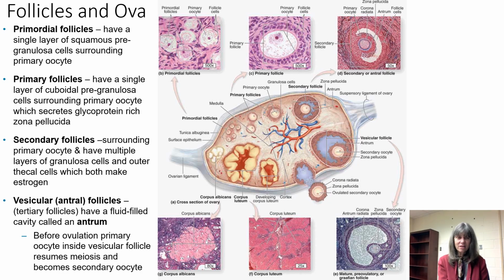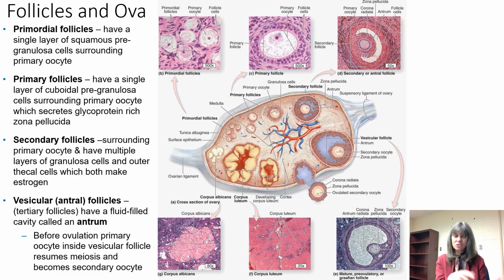From secondary follicles, the follicle will then develop into what's known as a tertiary follicle, or a vesicular follicle, or an antral follicle, where the oocyte with its zona pellucida and corona radiata is now going to be contained in a fluid-filled space, which is the antrum of the follicle. And it's still connected to a wall of the follicle by a little stalk.